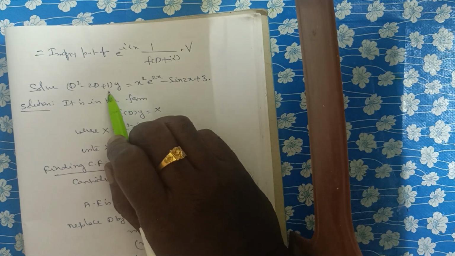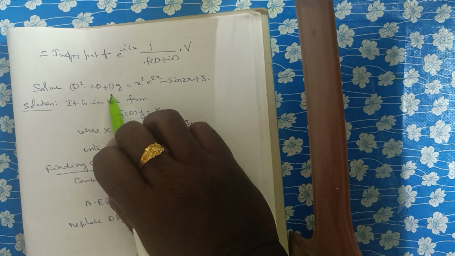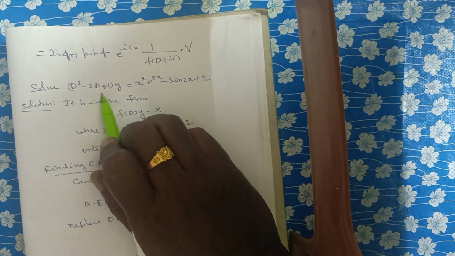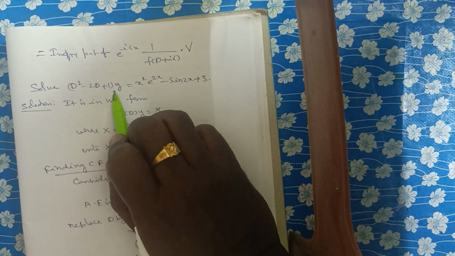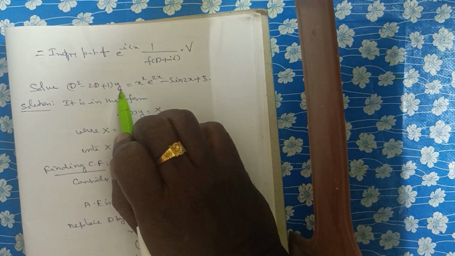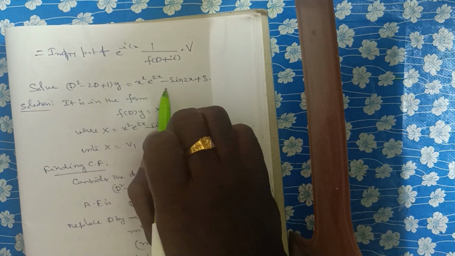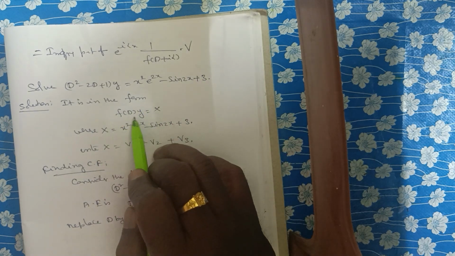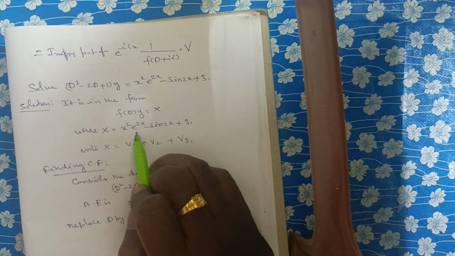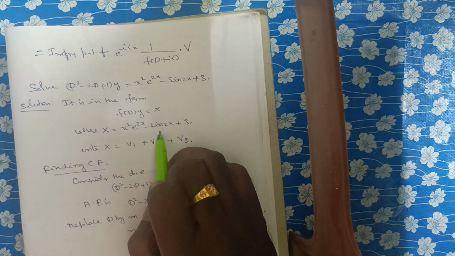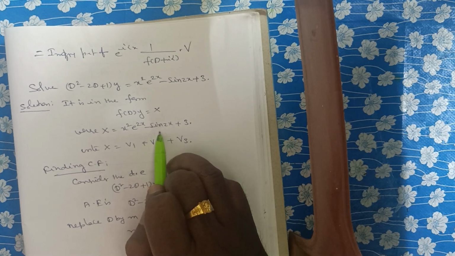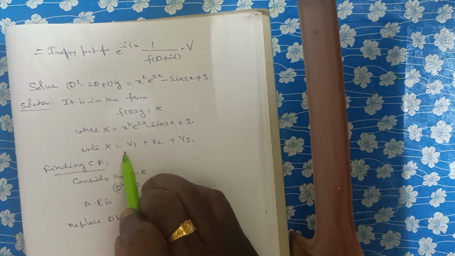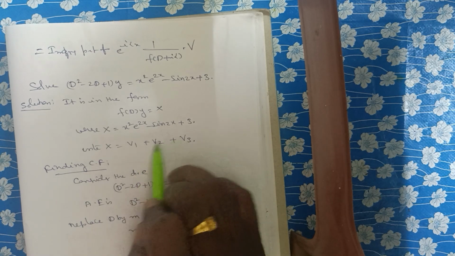Now we are doing one problem relating to the non-homogeneous linear differential equation. The problem is (D² - 2D + 1) y = x² e^(2x) + sin 2x + 3. Solution: it is in the form f(D) y = X, where X = x² e^(2x) + sin 2x + 3. We write X = V1 + V2 + V3.